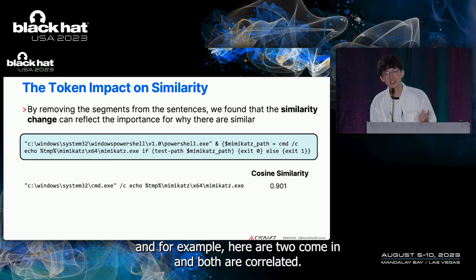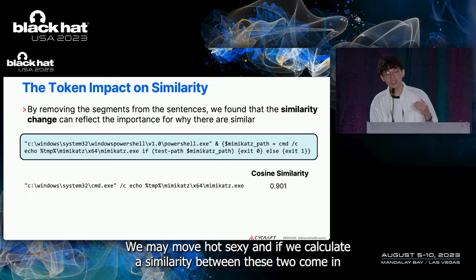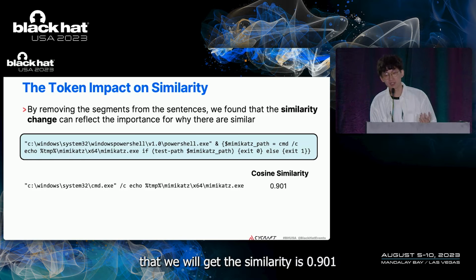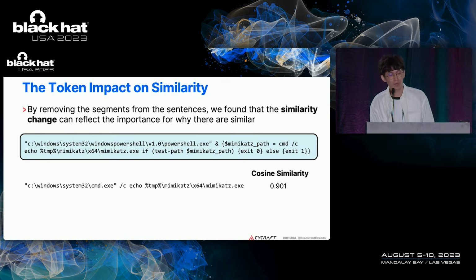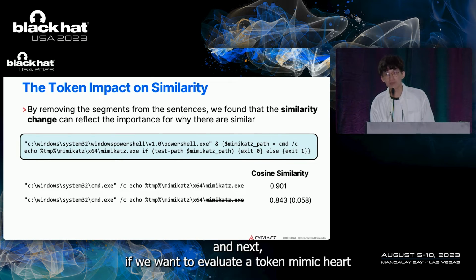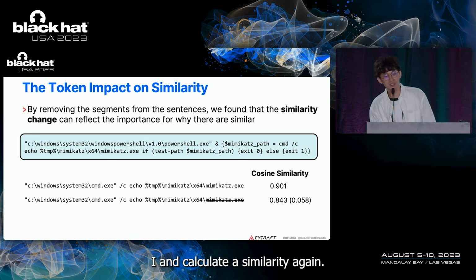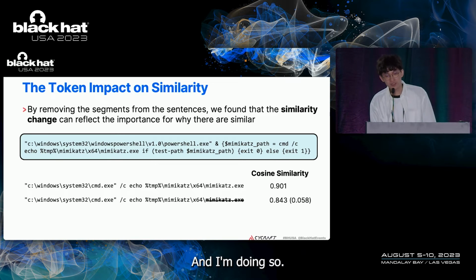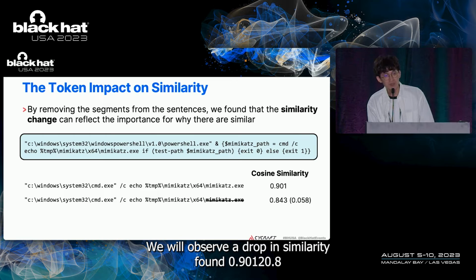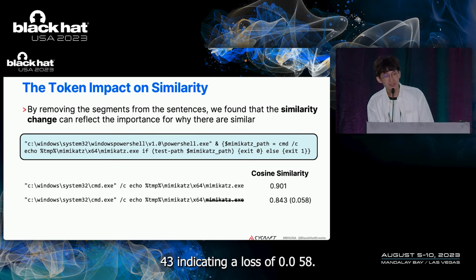For example, here are two command lines, and both are correlated with mimicast.exe. If we calculate the similarity between these two command lines, we get a similarity of 0.901. Next, to evaluate the importance of the token mimicast.exe, we remove this token from the command line and calculate the similarity again. By doing so, we observe a drop in similarity from 0.901 to 0.843, indicating a loss of 0.058.